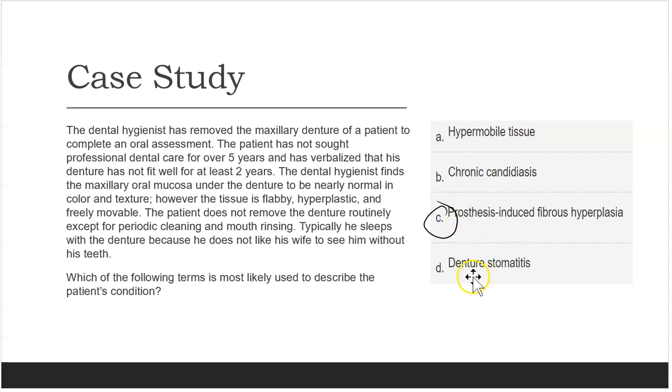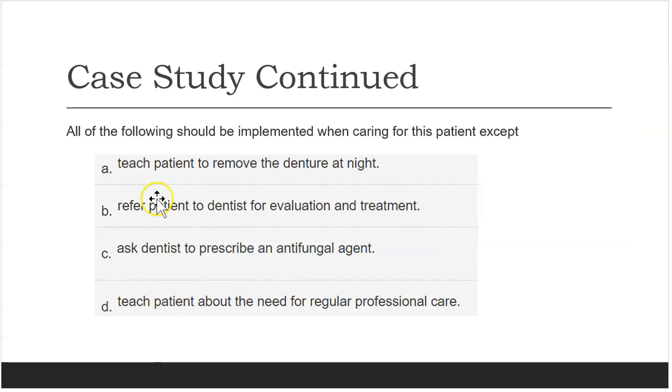Another thing that was mentioned was denture stomatitis. Denture stomatitis is when you have inflammation of the oral mucosa under the denture, but it said over here that under the denture it was normal in color and texture, so it can't be that. So the best answer is prosthesis-induced fibrous hyperplasia. Hyper means more gums, more tissues.